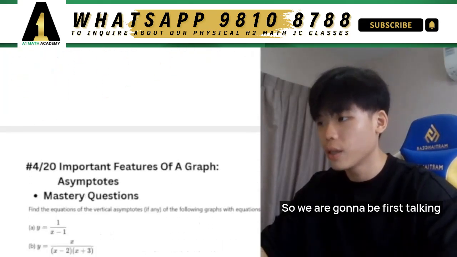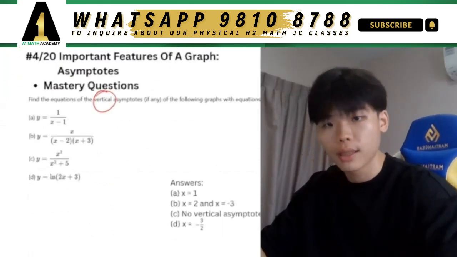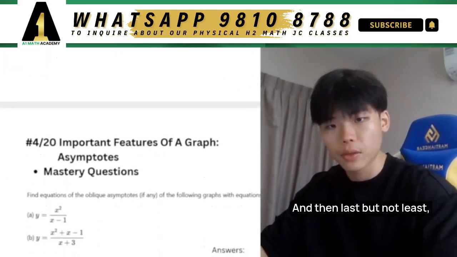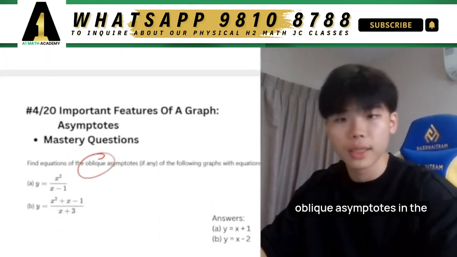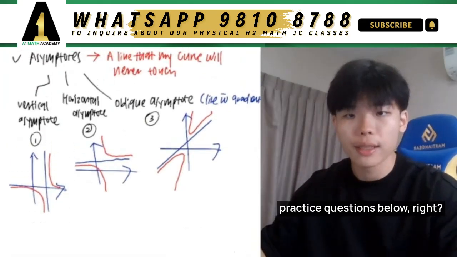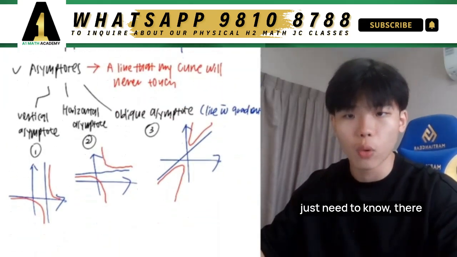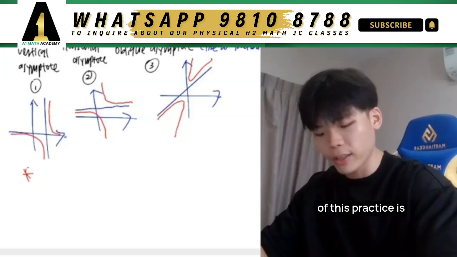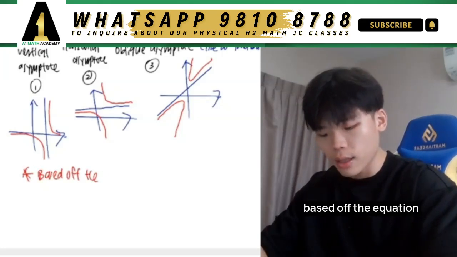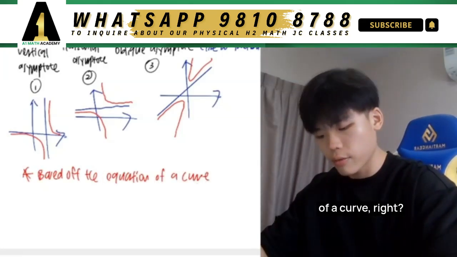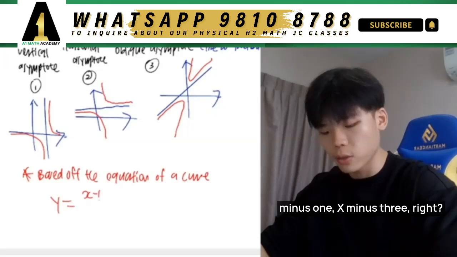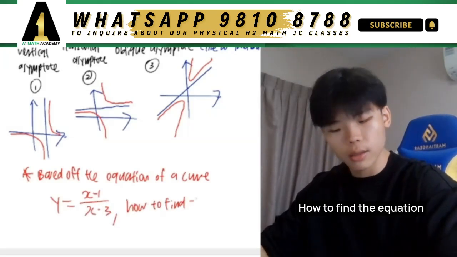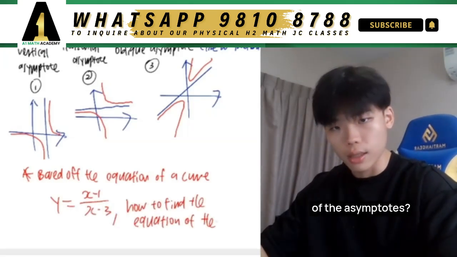We're going to first talk about vertical asymptotes, then after that horizontal asymptotes, and last but not least, oblique asymptotes in the practice questions below. So at this point, you just need to know there are these three different kinds of asymptotes. The whole point of this practice is, based off the equation of a curve, for example y equals to x minus 1, x minus 3, how to find the equation of the asymptotes.